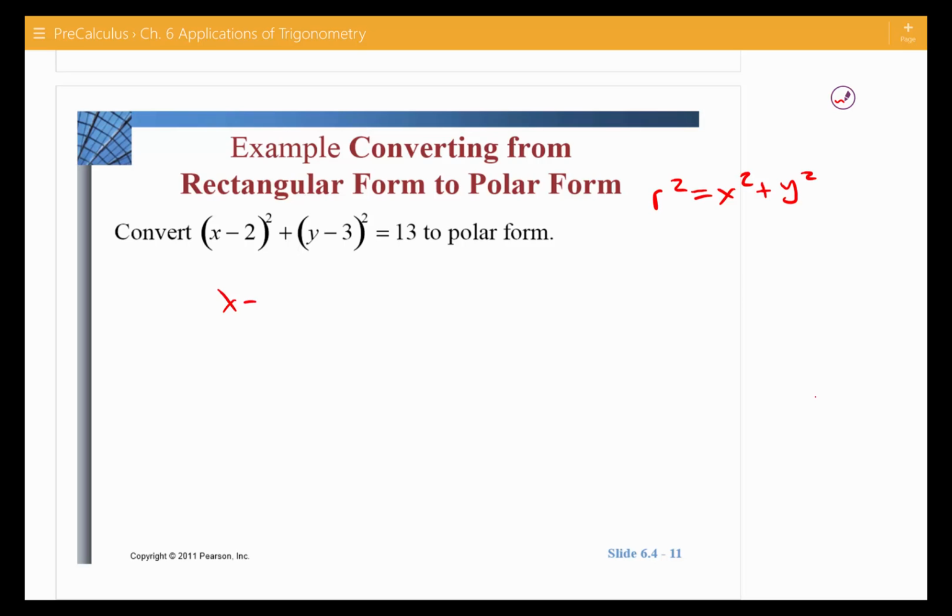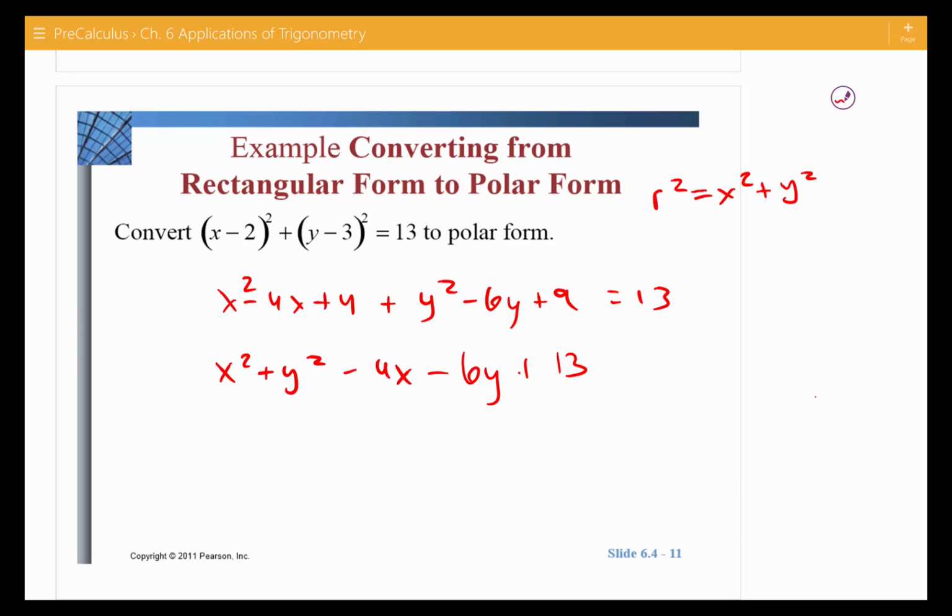So this becomes x squared minus 4x plus 4, and this becomes y squared minus 6y plus 9 equals 13. Now let's get that x squared plus y squared together, and then we still have the negative 4x, and I'll add the numbers together as well now. 4 plus 9 is 13, and I still have the negative 6y equals 13. Okay, we can then replace this with r squared. These cancel, subtract 13 from both sides, and I'm going to replace x.